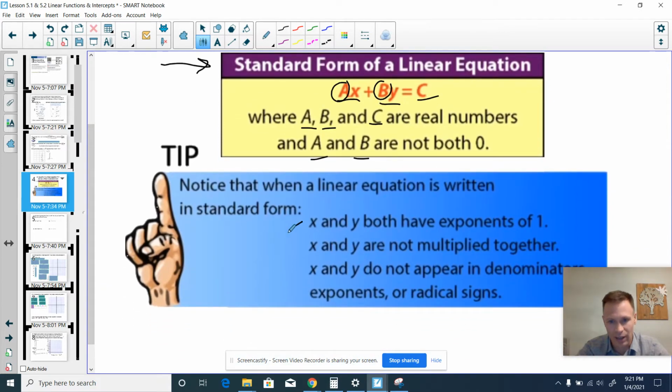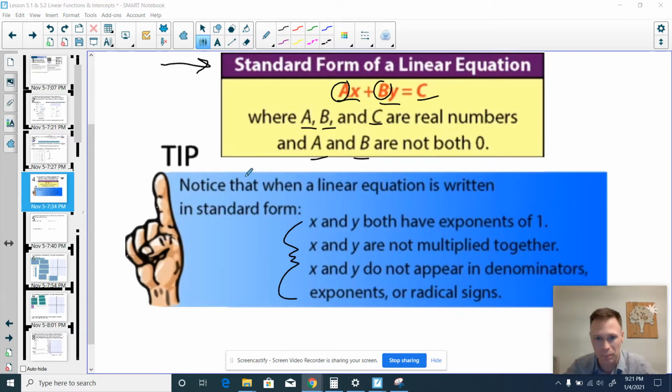Here's what I want you to dial in on, okay? These are like the disqualifiers for what is not a function. If ever you see any of these things, right away, you're going to say to yourself, this is not a function, because questions are going to be like, is this a function? And you're going to look for these things. Notice that when a linear function is written in standard form, x and y both have an exponent of 1. So if there are exponents not of 1, it's not a function.